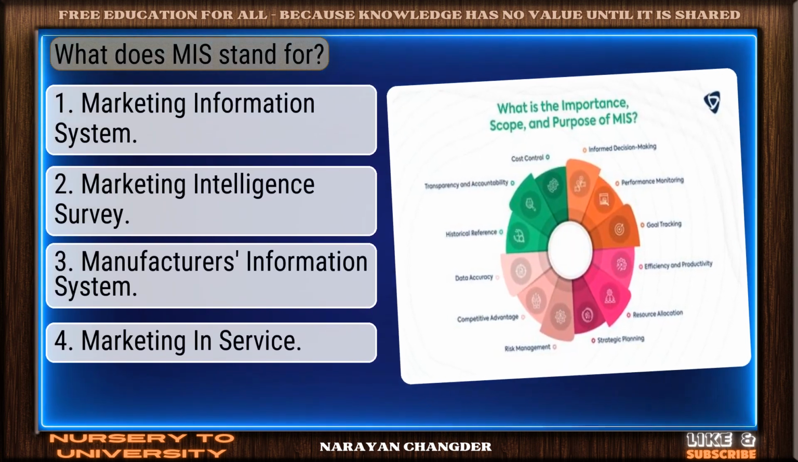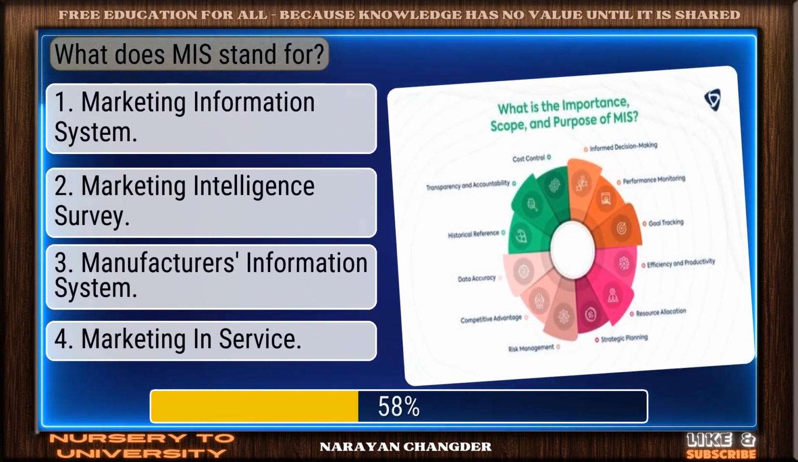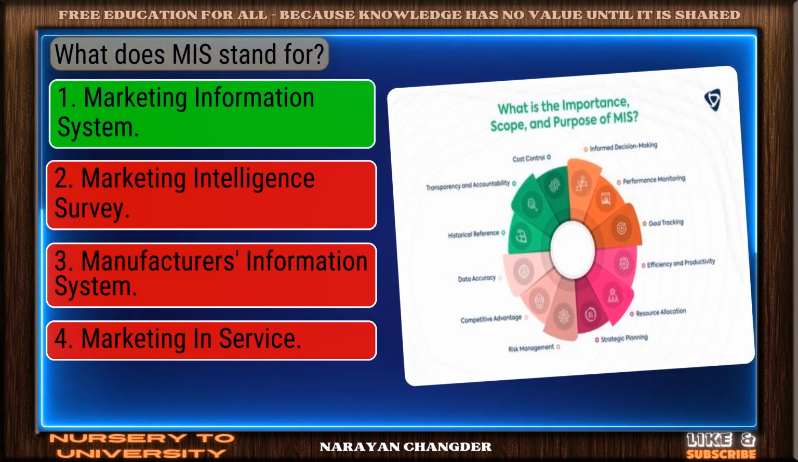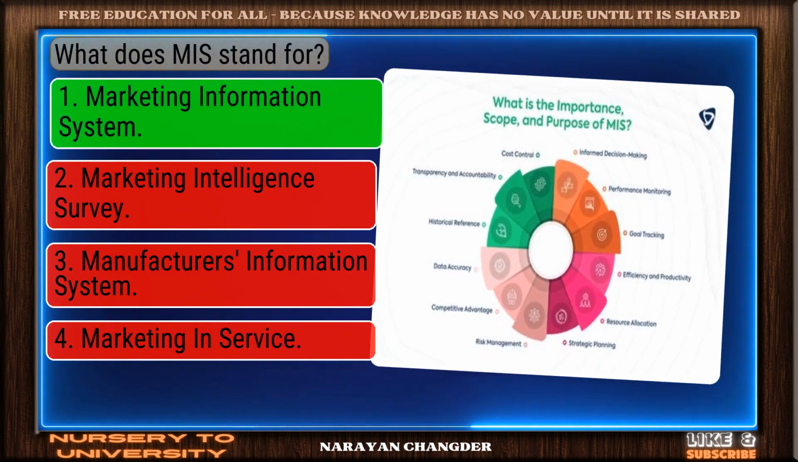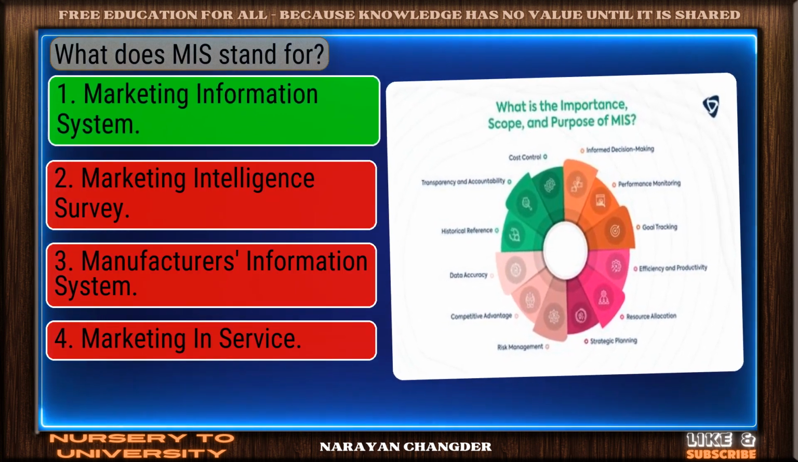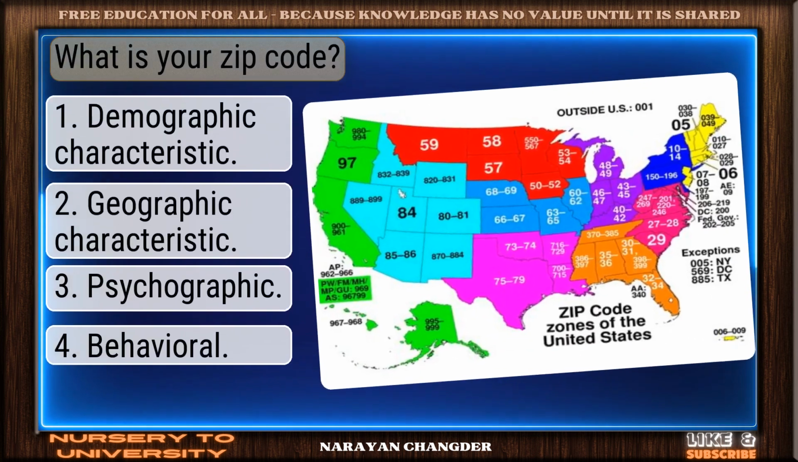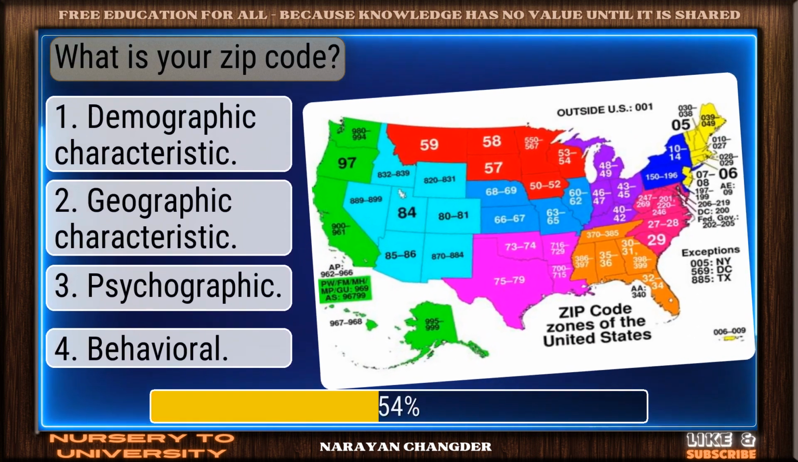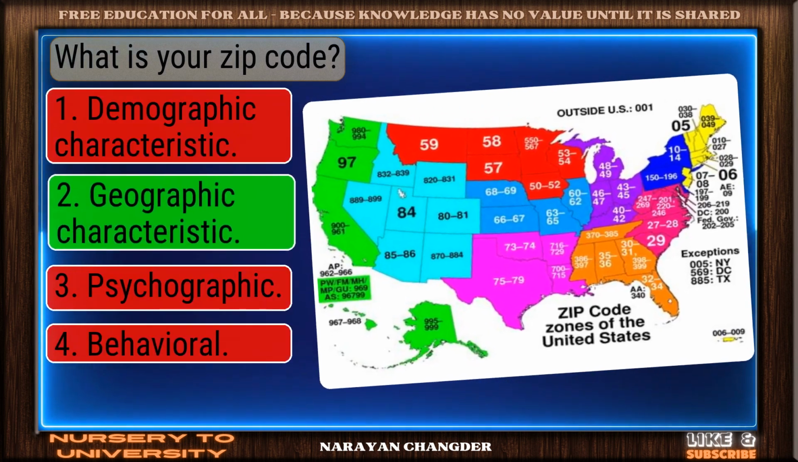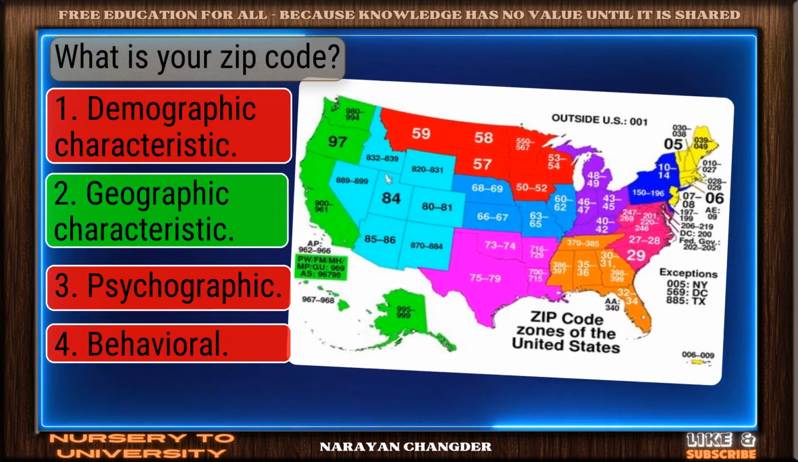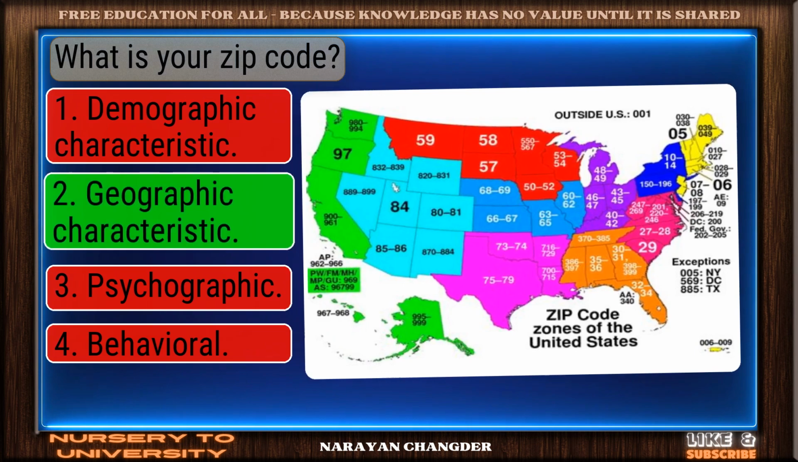What does MIS stand for? Clear logic. Your choice, marketing information system, is sound and 100% true. What is your zip code? Solid response. Geographic characteristic is a valid choice.